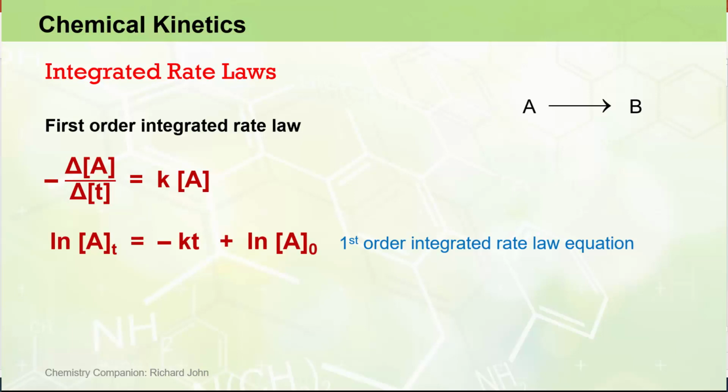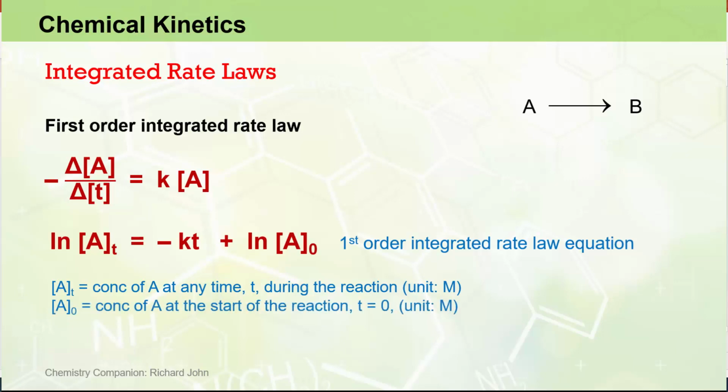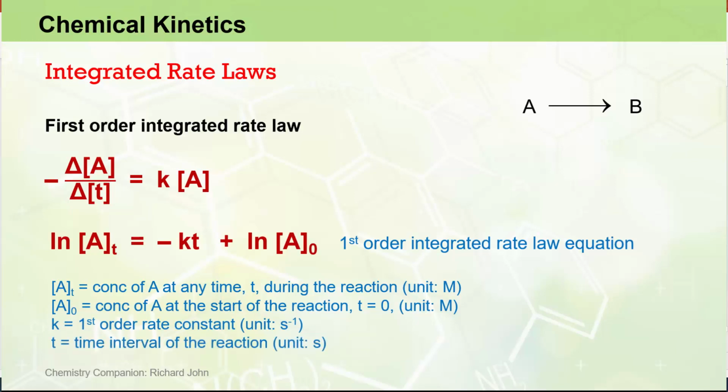Consequently, it is important to understand exactly what each term means, with the concentration of A at time t term referring to the concentration of the reactant A at any time t during the reaction, and it has the unit of molarity. The concentration of A0 term refers to the initial concentration of the reactant A at the start of the reaction, that is at time t equals 0, with the unit again being molarity. k refers to the first order rate constant with the units of seconds to the minus 1. And finally, t refers to the time interval of the reaction with the unit being seconds.